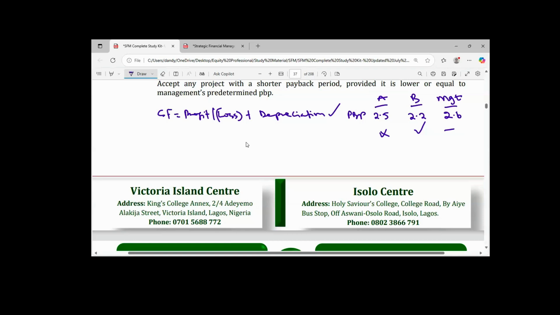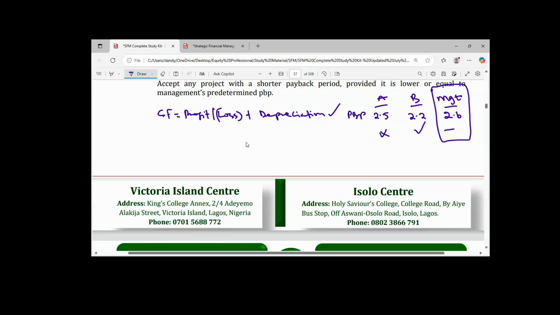So just mention it. Like in this case now, if the management predetermined payback period of 2.6 is not given, for example, even though project B is better than project A in terms of payback period, since I'm not given the management predetermined, I will just say that project B will pay back within 3 years, or in two years and 2 months, or 2.2 years, however you want to put it, you are still saying the same thing. However, there will be no basis for the acceptability of project B because the management predetermined payback period is not given. That's what you are going to see on the day of your exam.